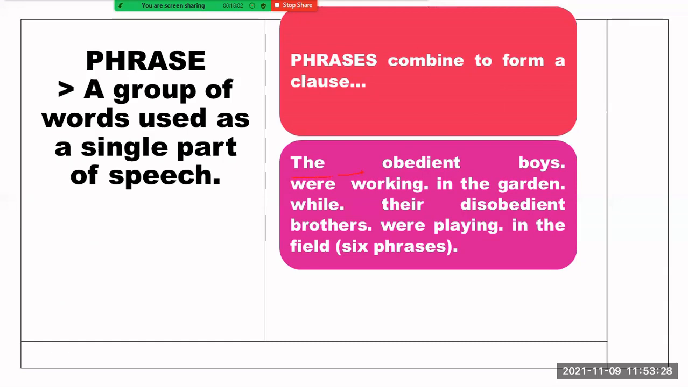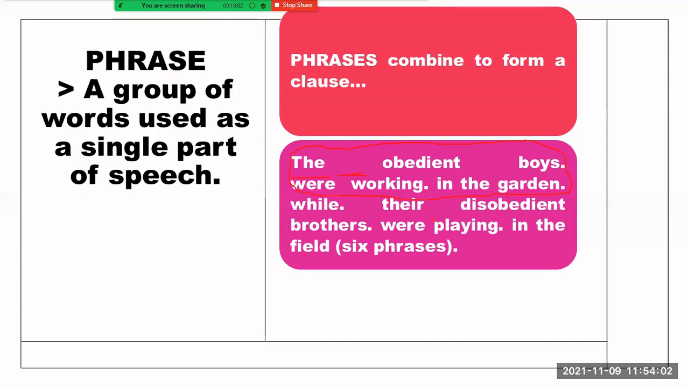We are walking in the garden. All right. The obedient boys were walking in the garden is one clause, which is a main clause.